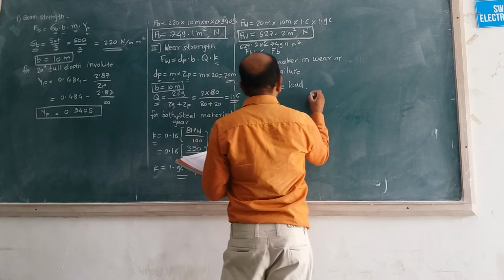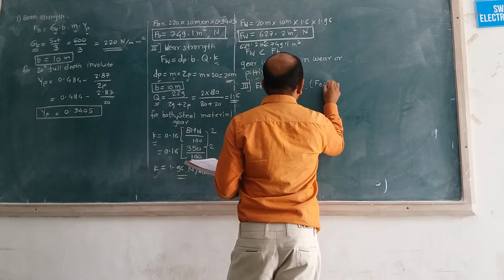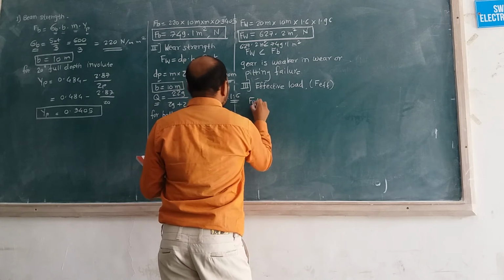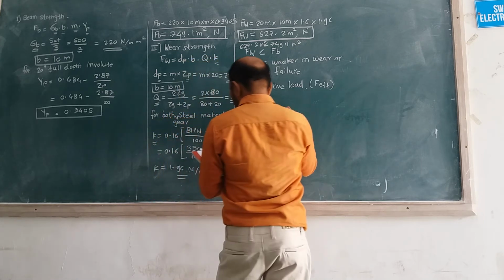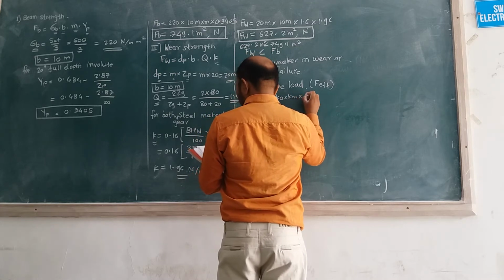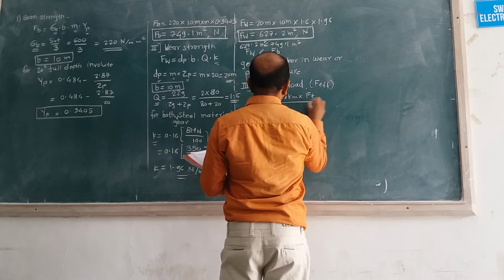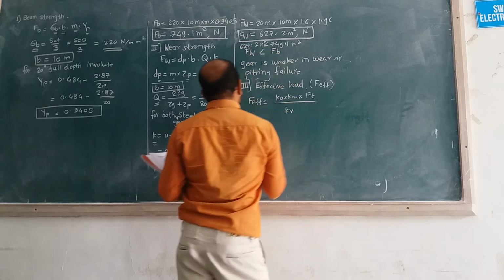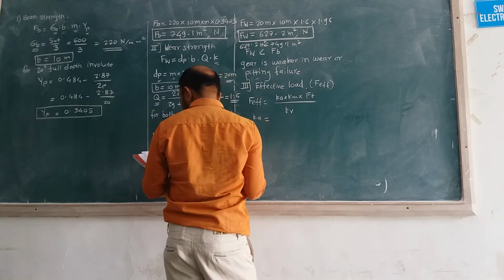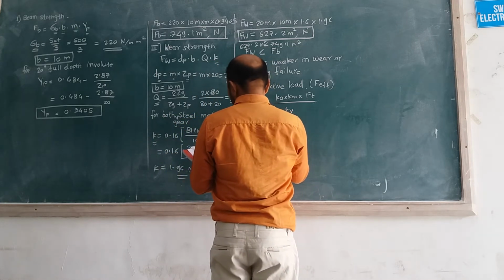So effective load is also called F effective. What is the formula for F effective? F effective is equal to Ka into Km into Ft upon Kv. Ka means application factor or service factor, which is given. That is Ka is equal to 1.5.